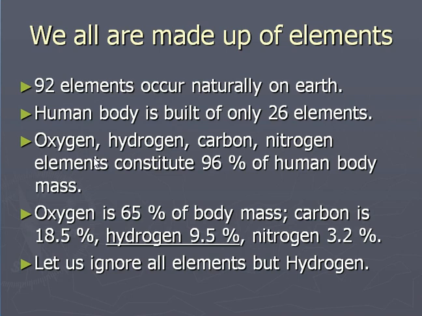No, we are all made up of elements, and 92 elements occur naturally on Earth. The human body is built of only 26 elements: oxygen, hydrogen, carbon, nitrogen. These elements constitute 96% of the human body mass. Oxygen is 65% of the body mass. Carbon is 18.5%, hydrogen 9.5%, nitrogen 3.2%. Let us ignore all these elements but keep the hydrogen in discussion.